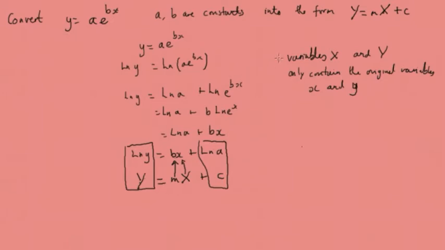And also the constants M and C must only contain the constants A and B. The same idea applies here: M has to just contain the part B, and C only contains A. There's no mixing of variables.